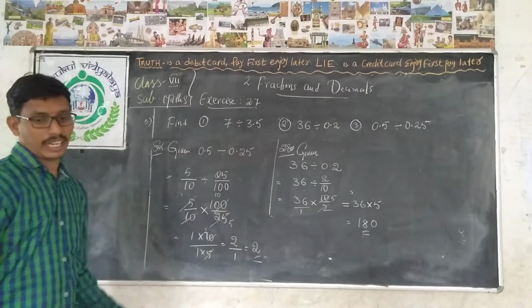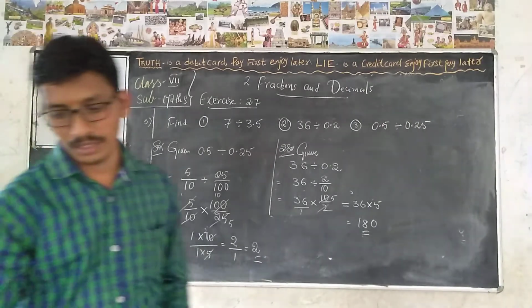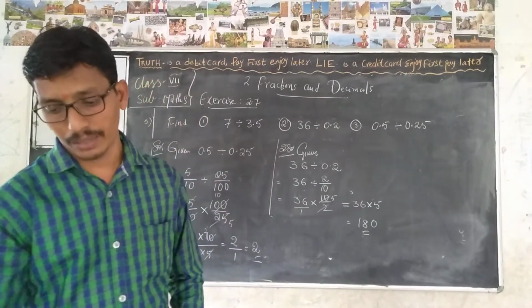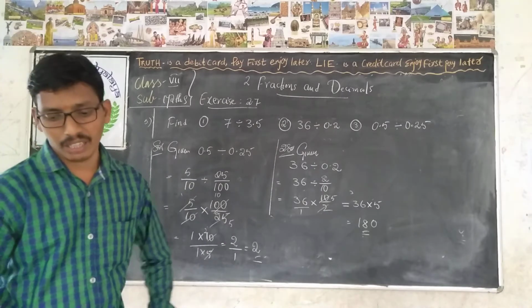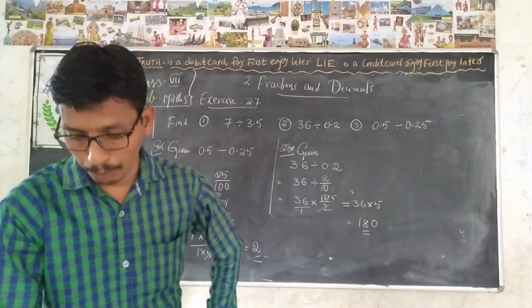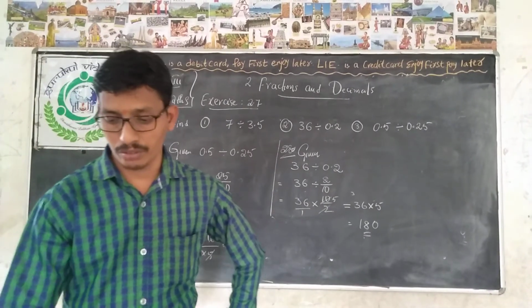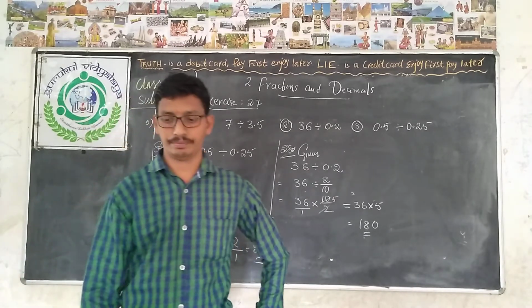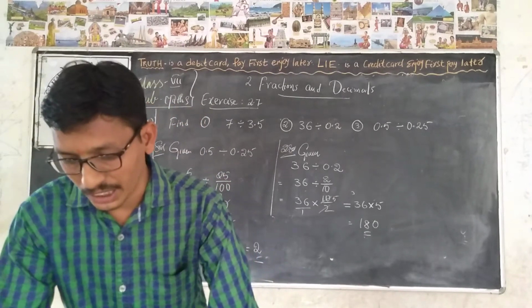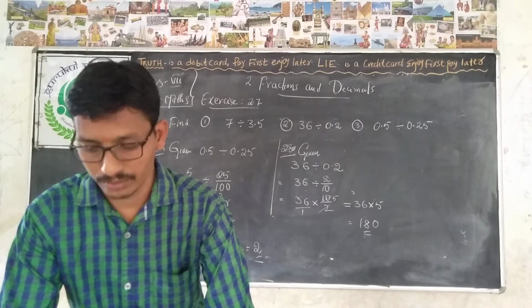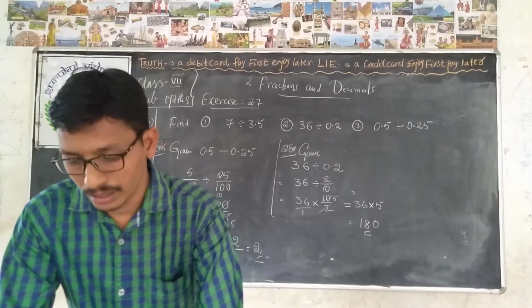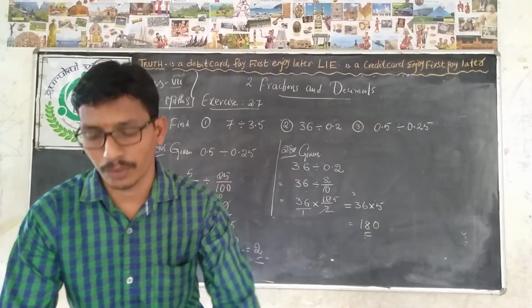Okay, then the last problem in this exercise. In this problem, the chapter also will be completed, children. A vehicle covers a distance of 43.2 kilometers in 2.4 liters of petrol. How much distance will it cover in 1 liter of petrol? Clearly understood? Try to understand this problem, all of you.